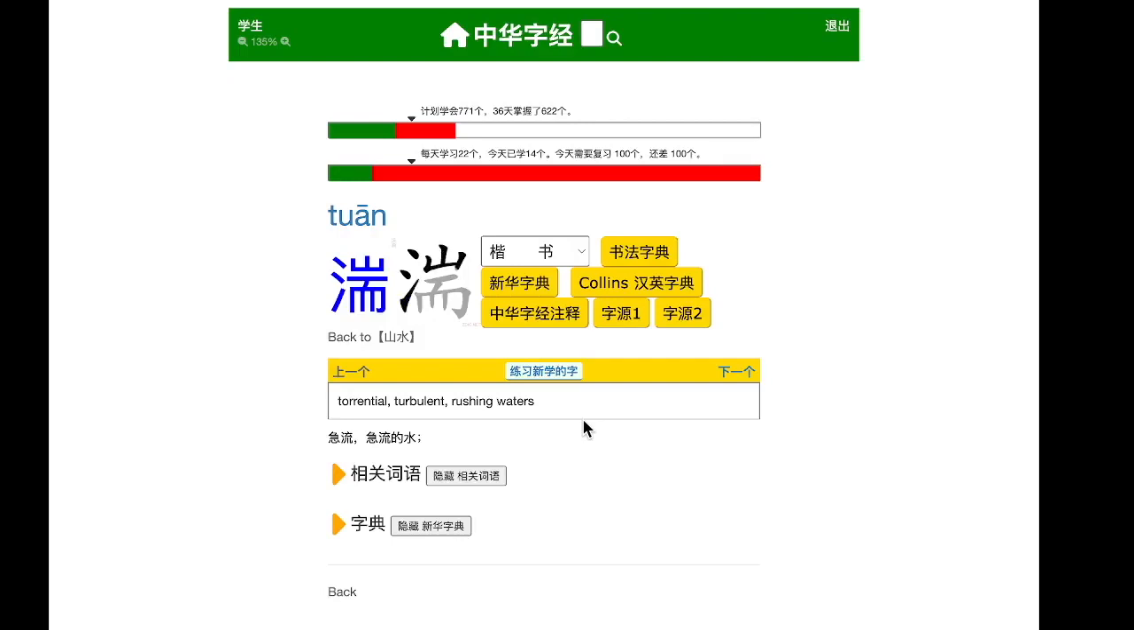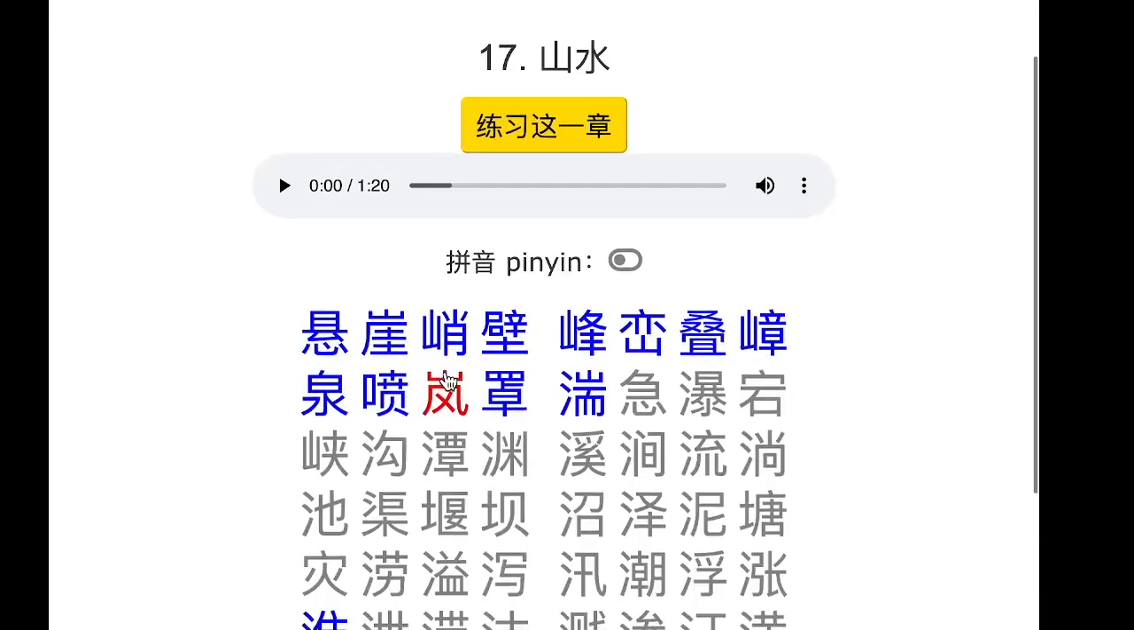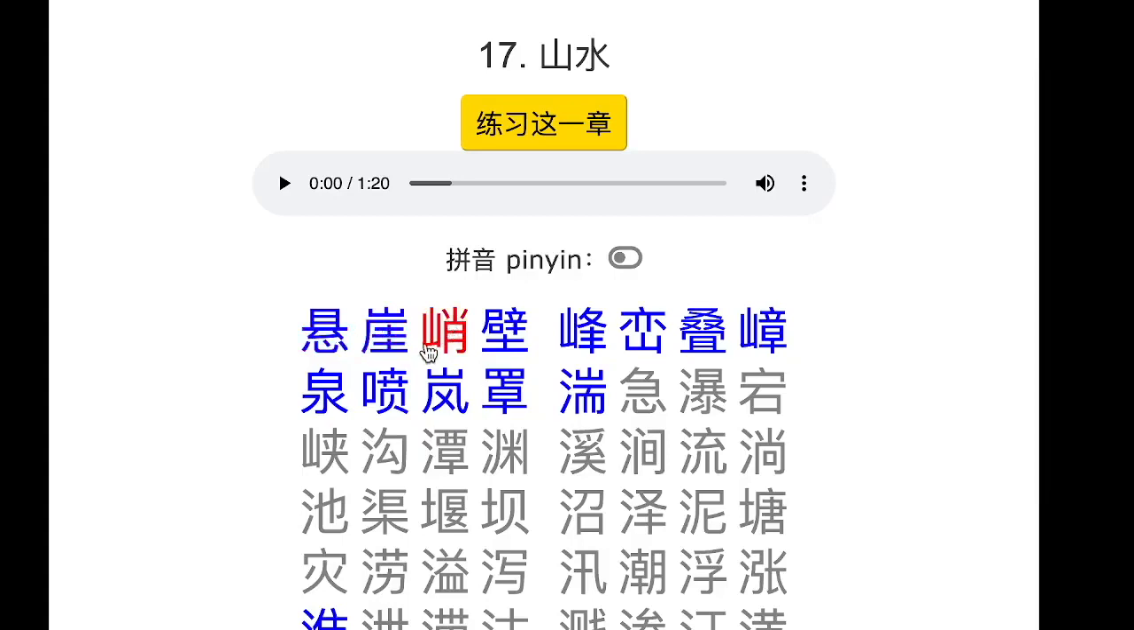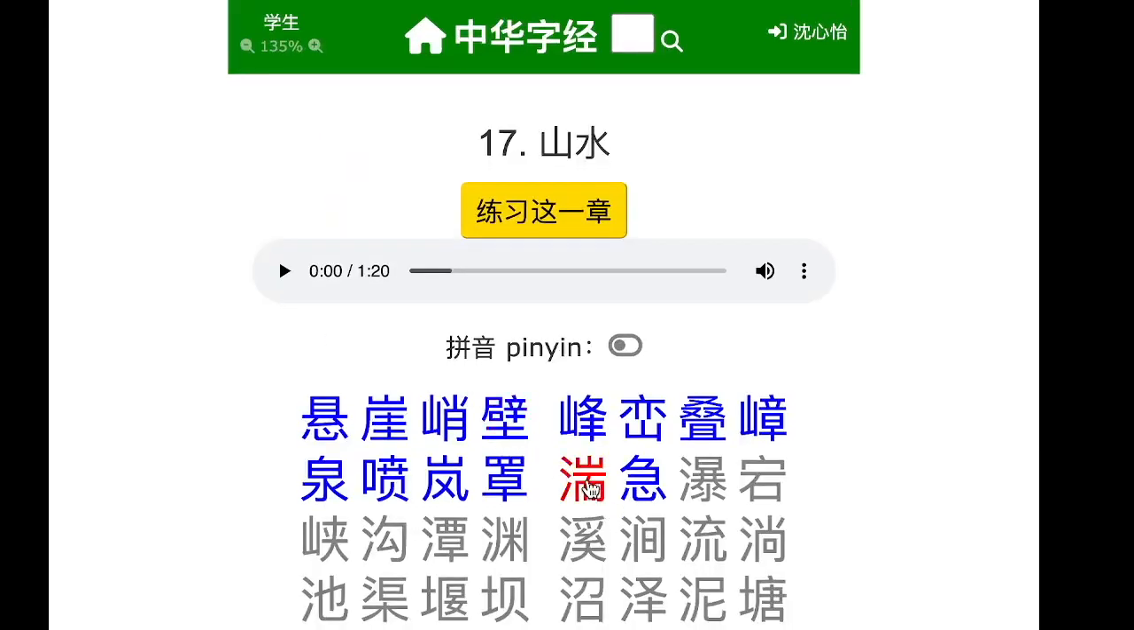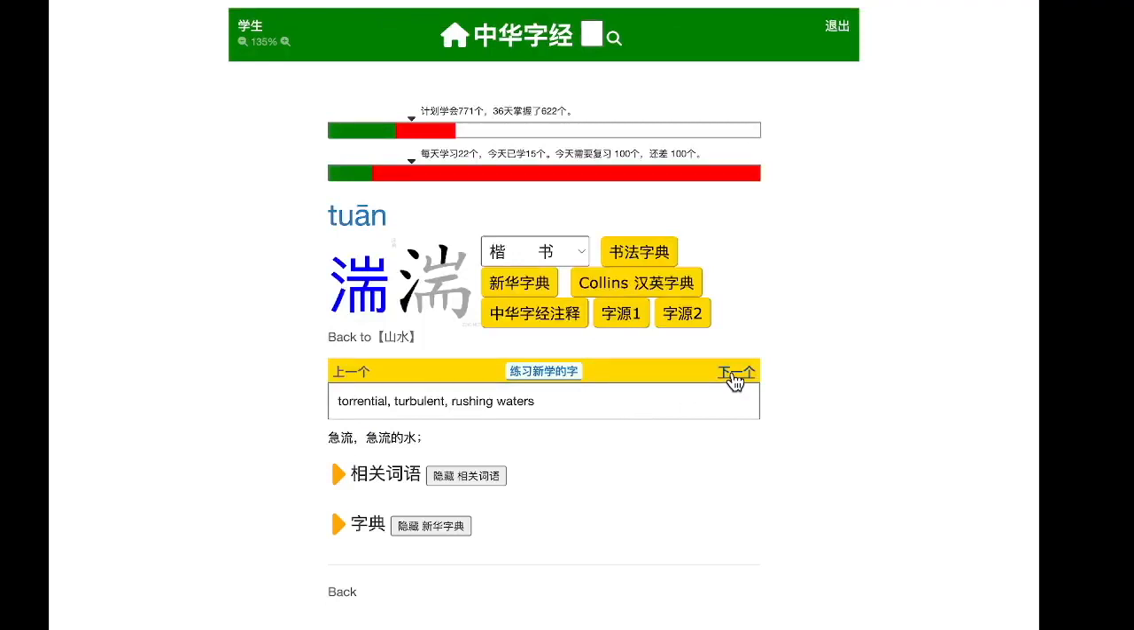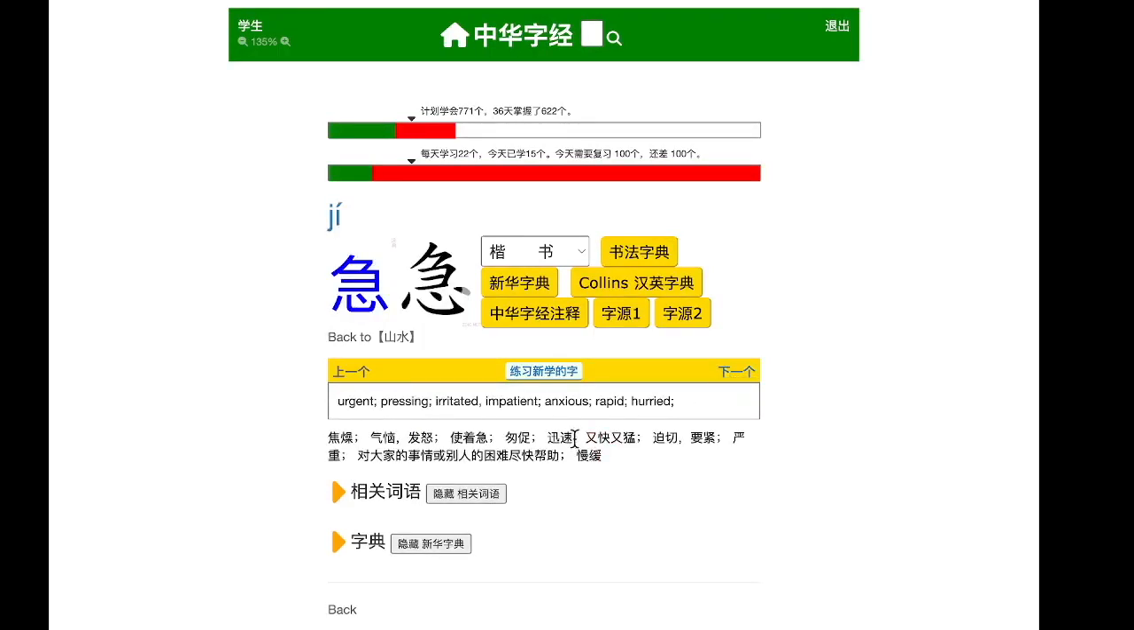湍. 湍, torrential, turbulent, rushing waters. You'll notice pretty much all the words to do with rocks and mountains almost have a little mountain somewhere in them. This one doesn't, but this one's got dirt. 急 means urgent, pressing, irritated, impatient, anxious, rapid, or hurried. So here when we say 湍急, we're talking about how the water rapidly rushes.